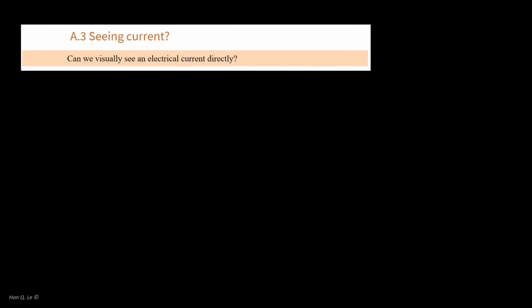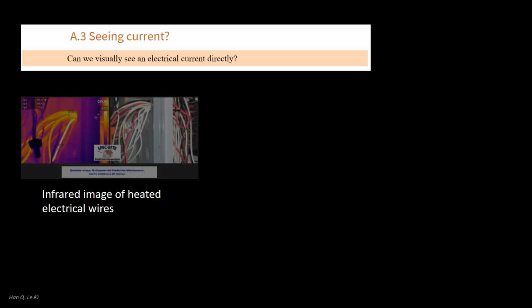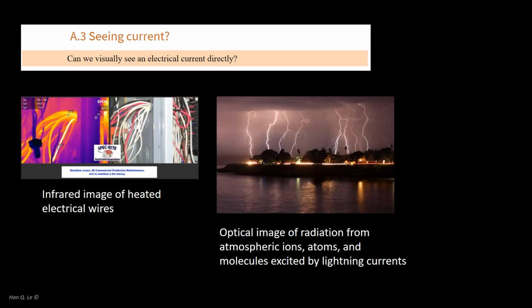Can we see a current flow? It all depends on the definition of "see". The pictures below show that we can see indirect evidence of current flows. The left figure shows the evidence through current-generated heat, which results in thermal or infrared radiation. The right figure is the evidence of current flows via the radiation of atmospheric atoms and molecules excited by the current.